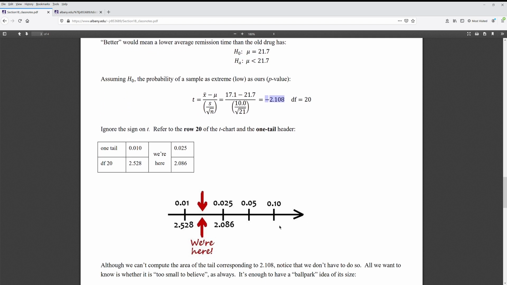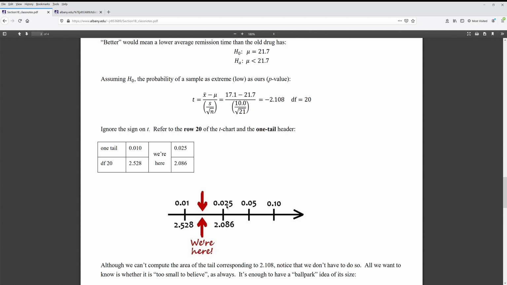So the arrow here indicates the top numbers, bigger tails. Notice that, again, the T's go in the opposite direction from the tails. A bigger T cuts off a smaller tail. So on the bottom, our T is between these two.